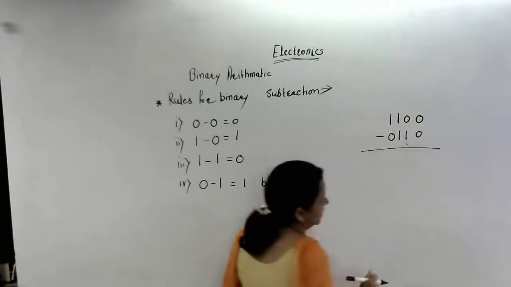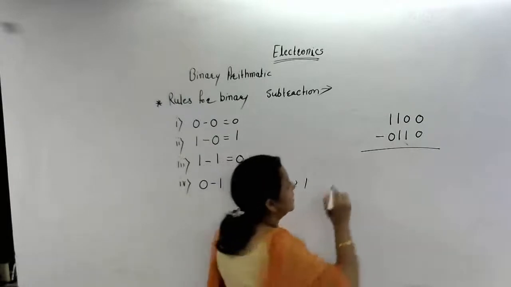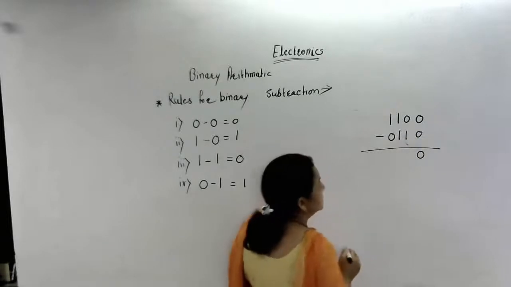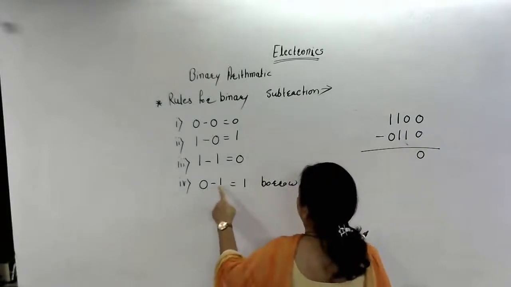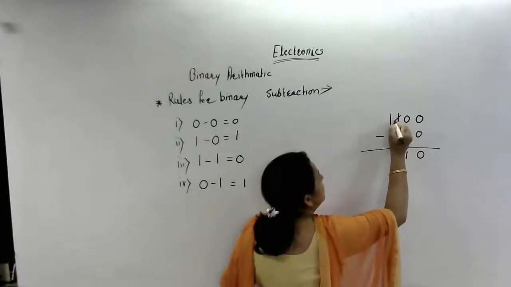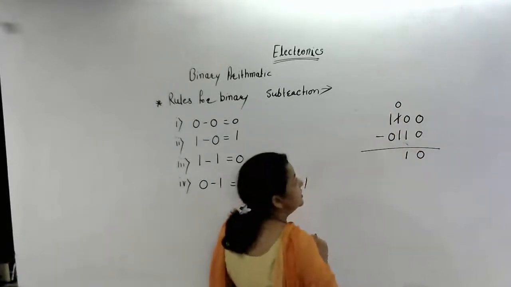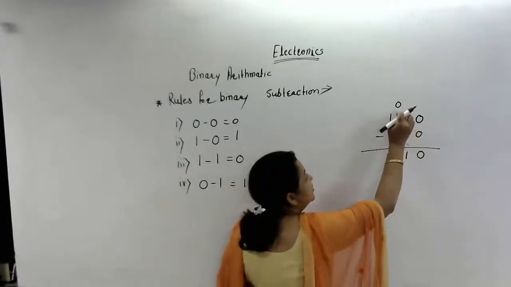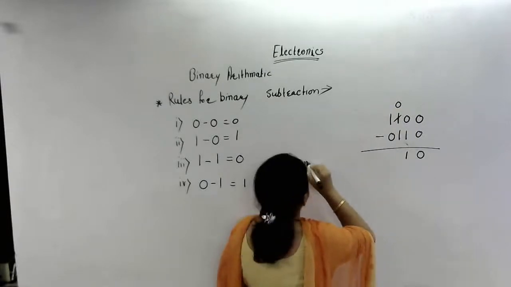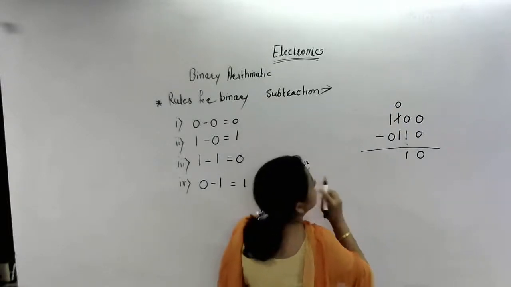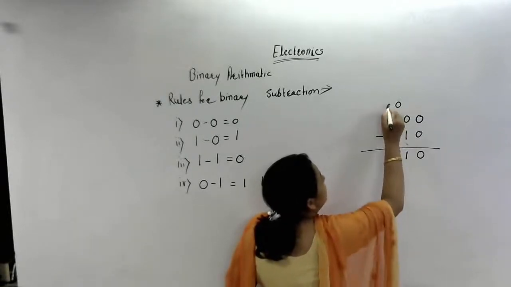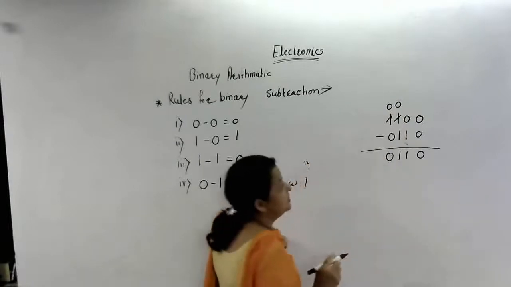A quite simple example, then you easily understand. Then 0 minus 0 is 0. 0 minus 1, what does the rule say? 0 minus 1, answer is 1 and borrow 1. So the answer is 1 and borrow 1 means here you have to do 0. You have to borrow 1, so here it becomes 0. Again 0 minus 1, answer is 1 and you have to borrow 1. So here you are 0.